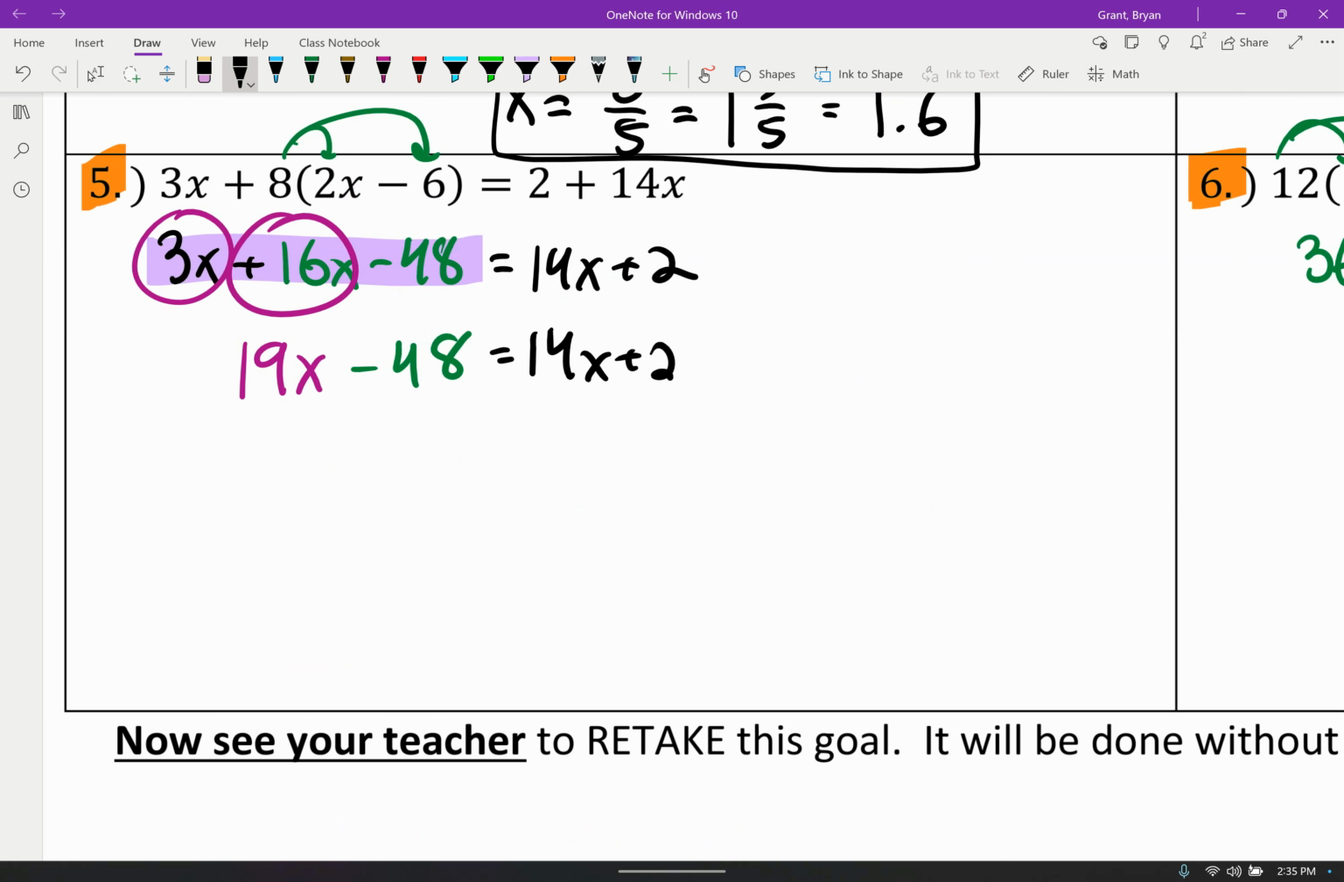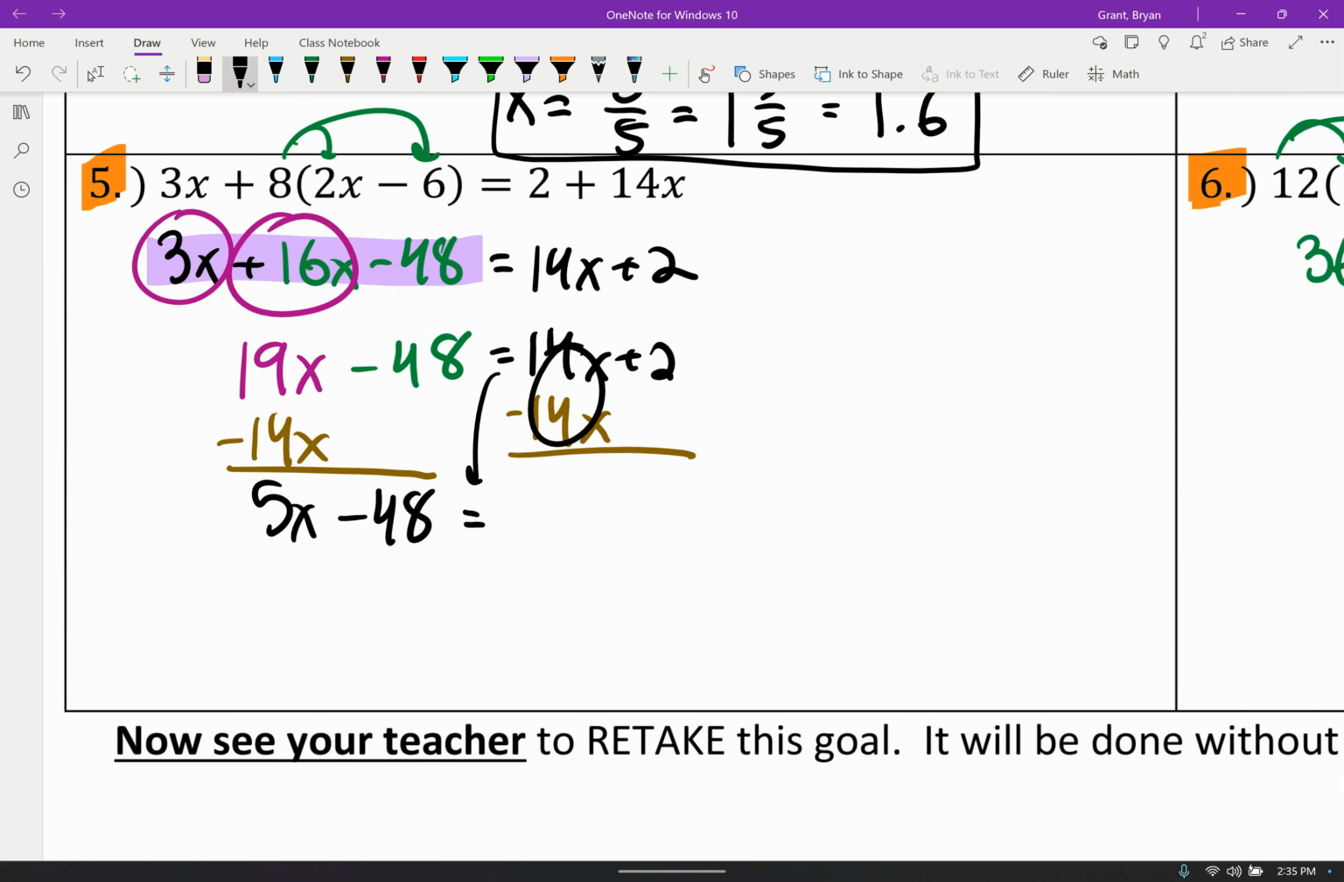We can either undo the 19x or the 14x. I think undoing the 14x from each side is a good way to go because that will keep our x's positive. Okay. 19x minus 14x is 5x minus 48, and that equals 2. And we have 2 things to undo here. We undo the addition and subtraction first, adding 48 to each side. Don't forget to bring down that equal sign. That leaves me with 5x equals 50.